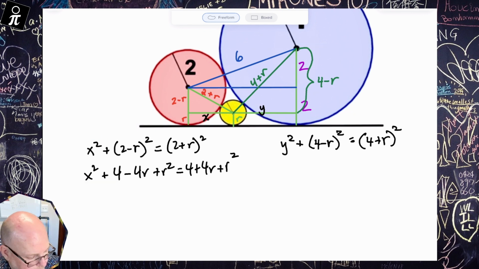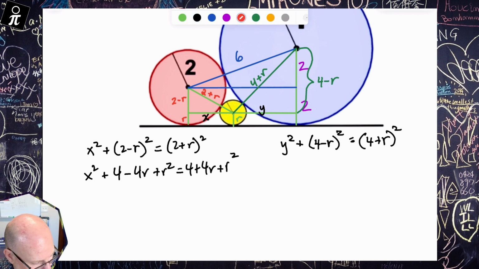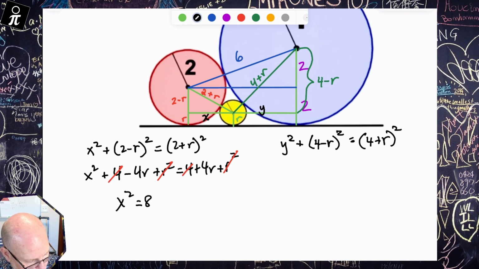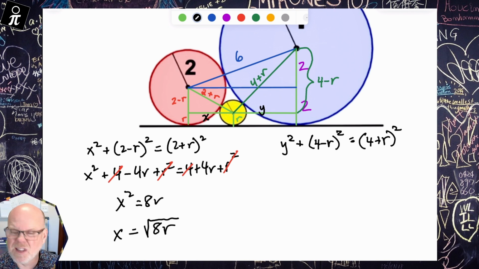So let's continue simplifying. And so let's see. We've got this r squared and this r squared cancel. We've got this 4 and this 4 cancel. And then we can move this minus 4r to the other side. So we end up with x squared is equal to 8r. So x is equal to the square root of 8r. And I'll just leave that right there.